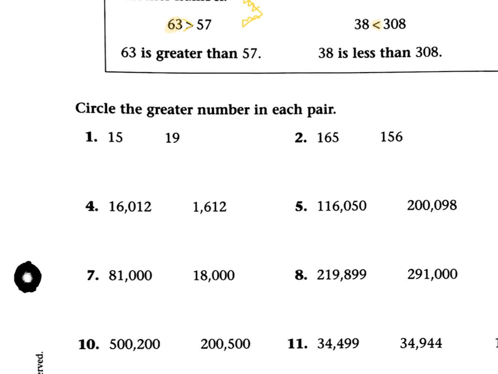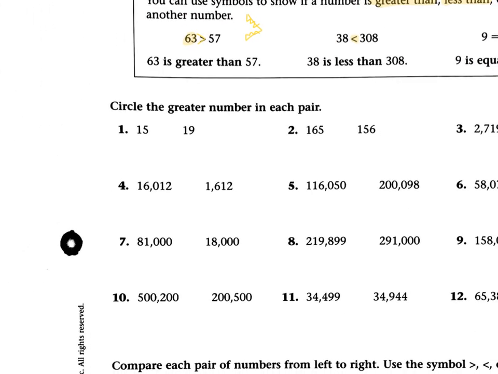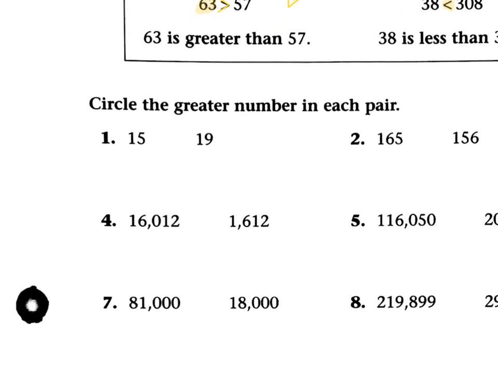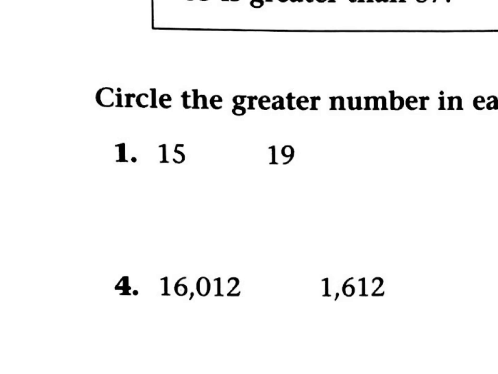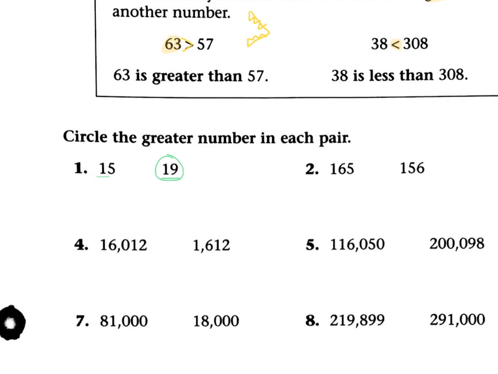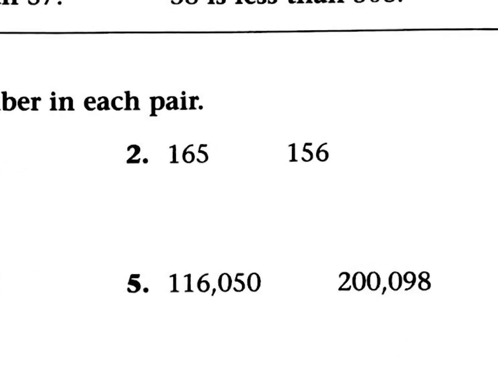So here you guys are going to do a few of these examples. It says to circle the greater number in each pair. So we're going to compare the two numbers, and you're just going to circle the one that has the greater value. If we're comparing 15 and 19, which one's the greater value? Well, 19 is the greater value. You're just going to circle that number, and that's what you're going to do for this section. 165 and 156. The greater value is 165.